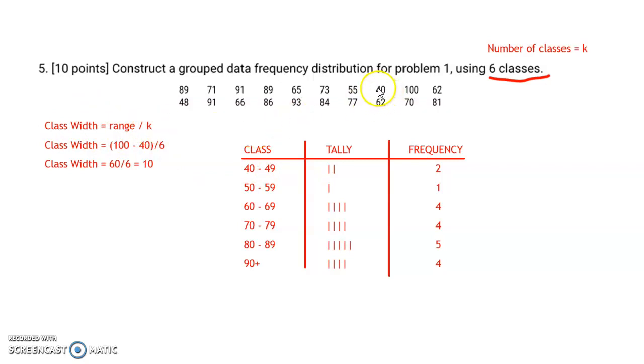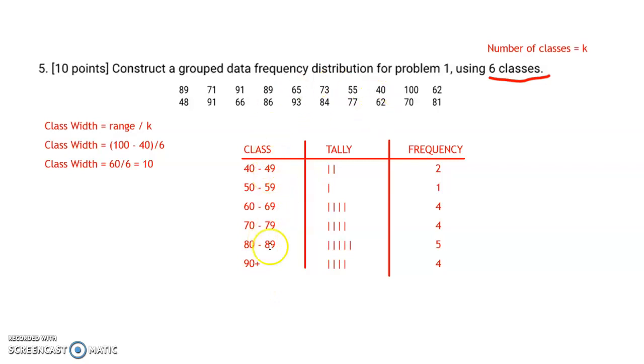The range here was 40 to 100, the difference between the smallest and the largest, which was 60. So we did 100 minus 40, which is 60, and then divided by 6, which is the number of classes that they asked us to use, and we got 10. Then we skipped by 10 from here on out.